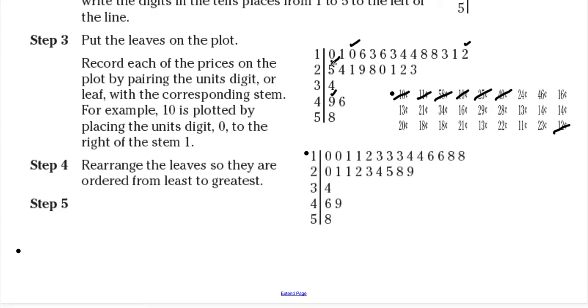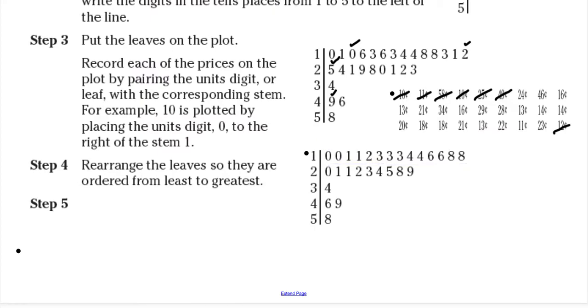So you basically get these set of numbers right here, okay? You get that set of numbers and organize them from least to greatest right here, okay? And that's all you do. Organize them from least to greatest. You get that set of data, okay?